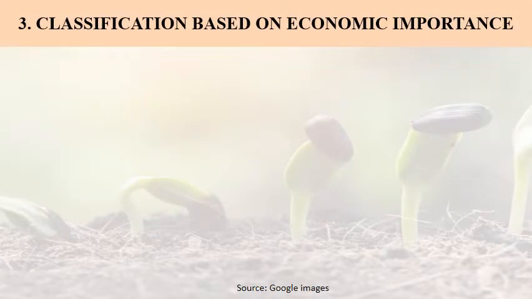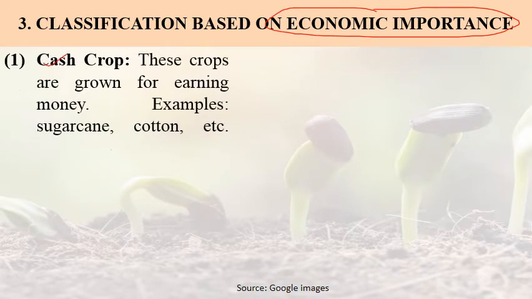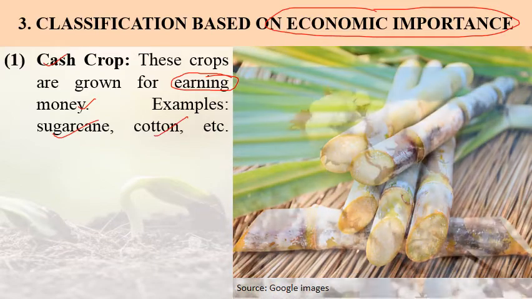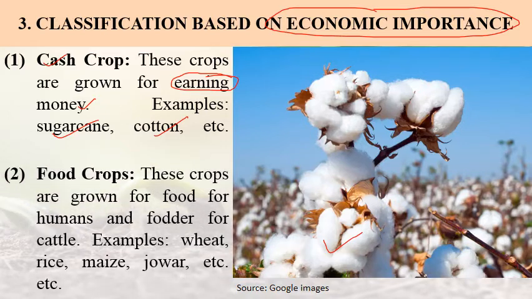Next classification is based on the economic importance of the plants. Firstly, we have cash crops. As the name indicates, these are the crops which are grown for earning money. So the crops we grow to earn money are known as cash crops. For example, we have sugarcane, which is Saccharum officinarum, and cotton, which is Gossypium hirsutum. Next we have food crops. These are the crops which are grown for food for humans, and fodder for animals or cattle. For example, we have wheat, rice, maize, jowar, etc.